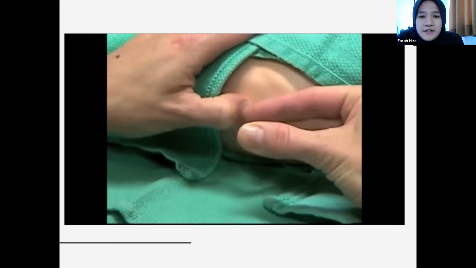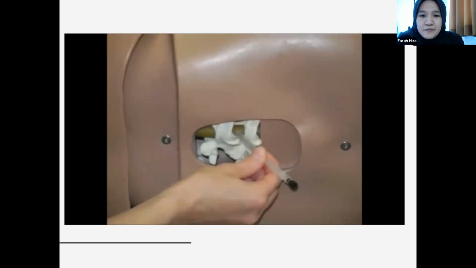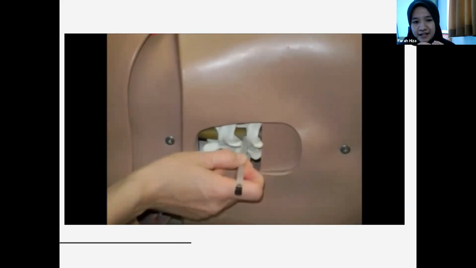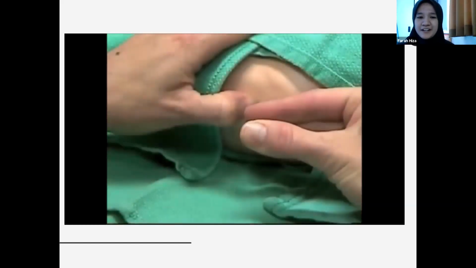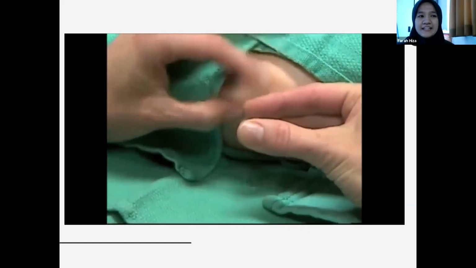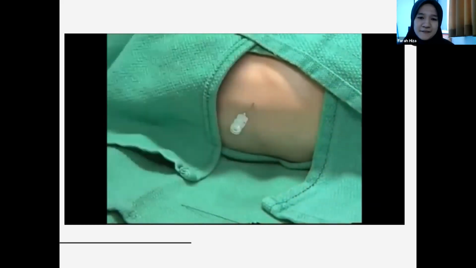Okay, so for the marked part, you put in the stylet needle, and then you must position the needle towards the umbilicus, not directly perpendicular, because it will hit the bone. So this is the technique that we need to know. It will actually reach up until the subarachnoid space for the CSF fluid.